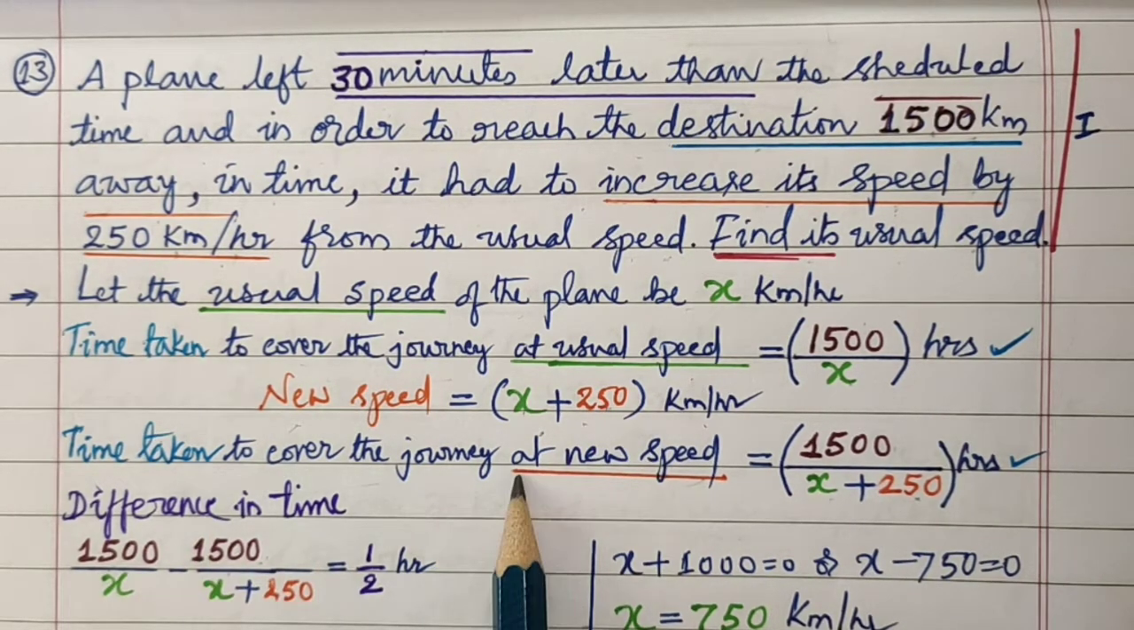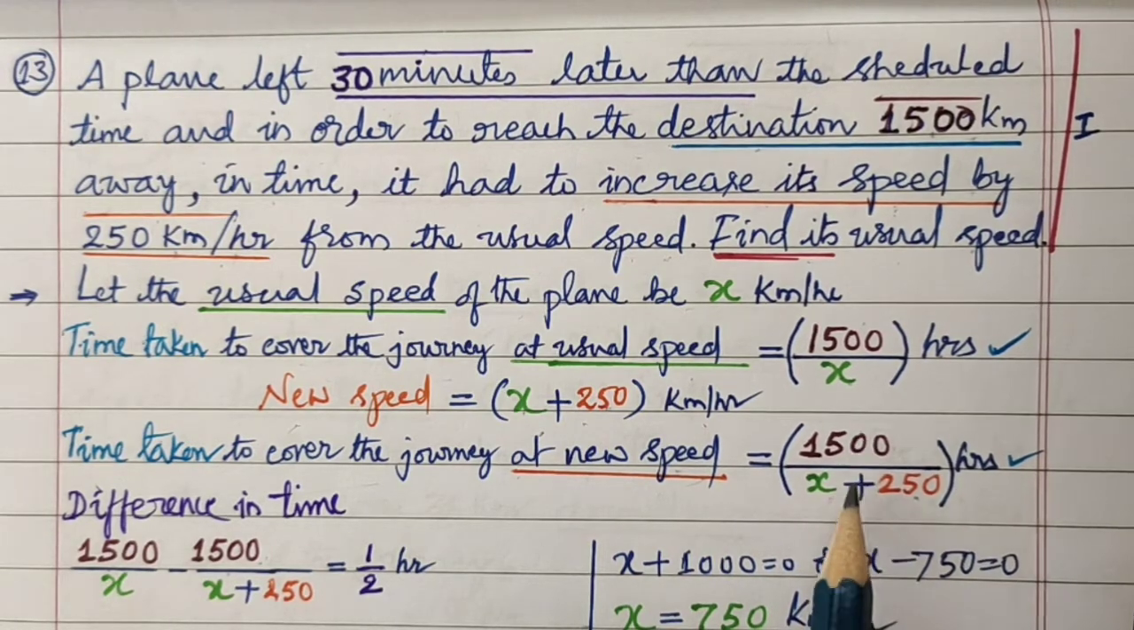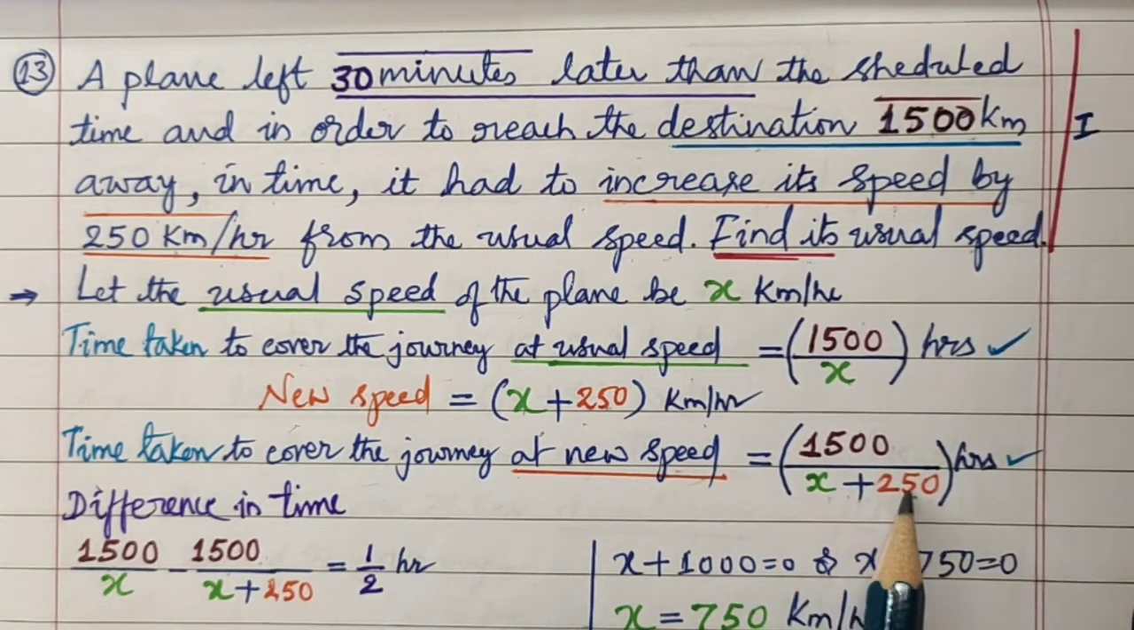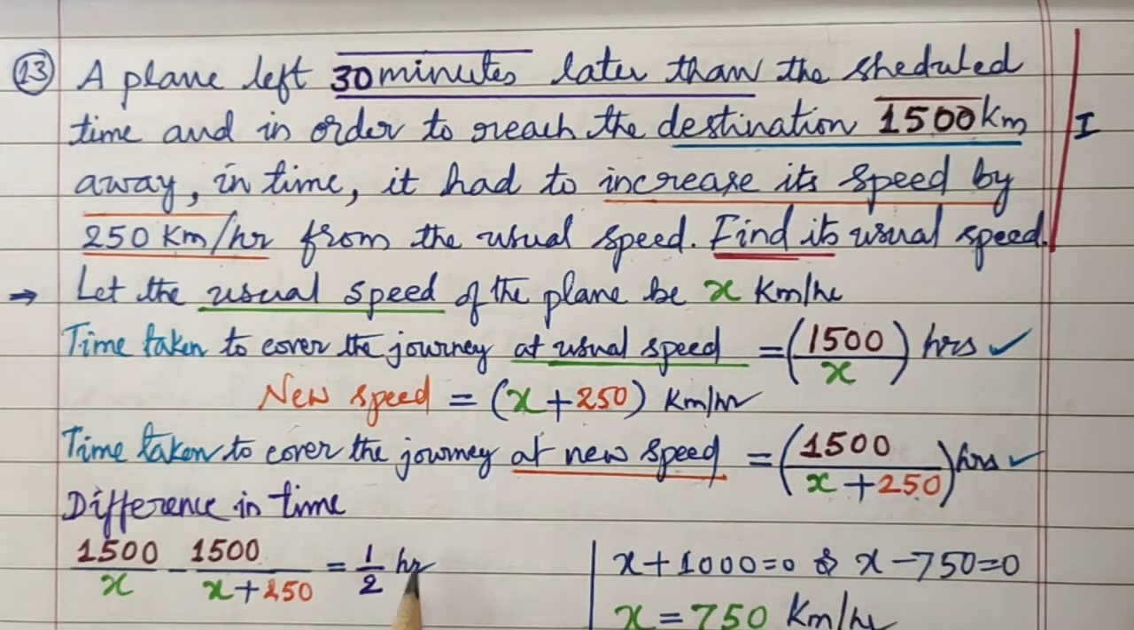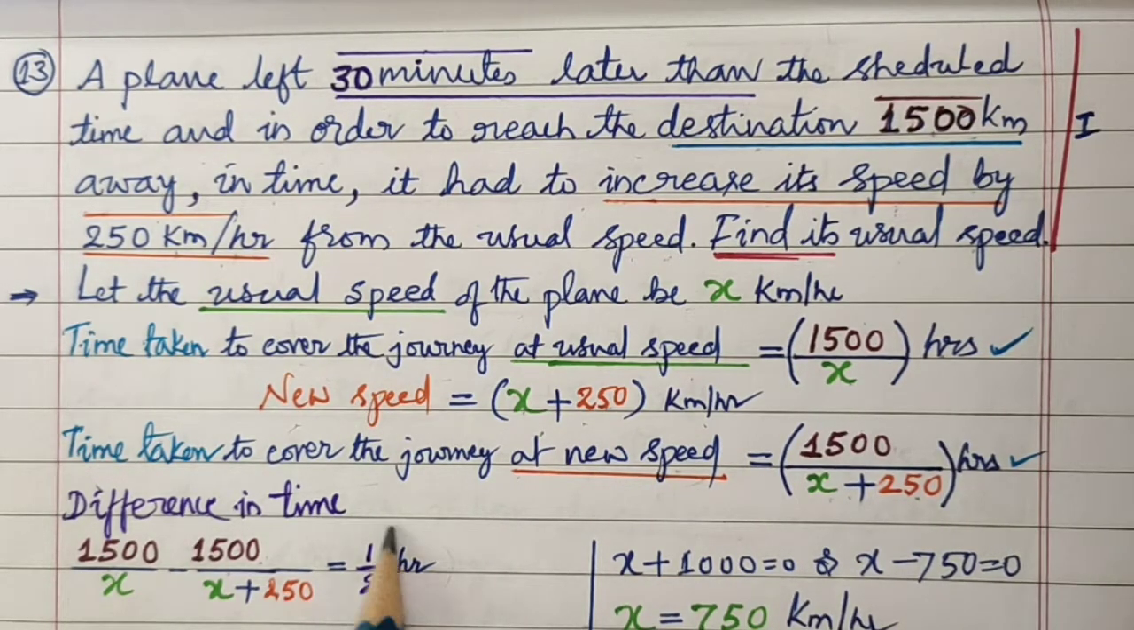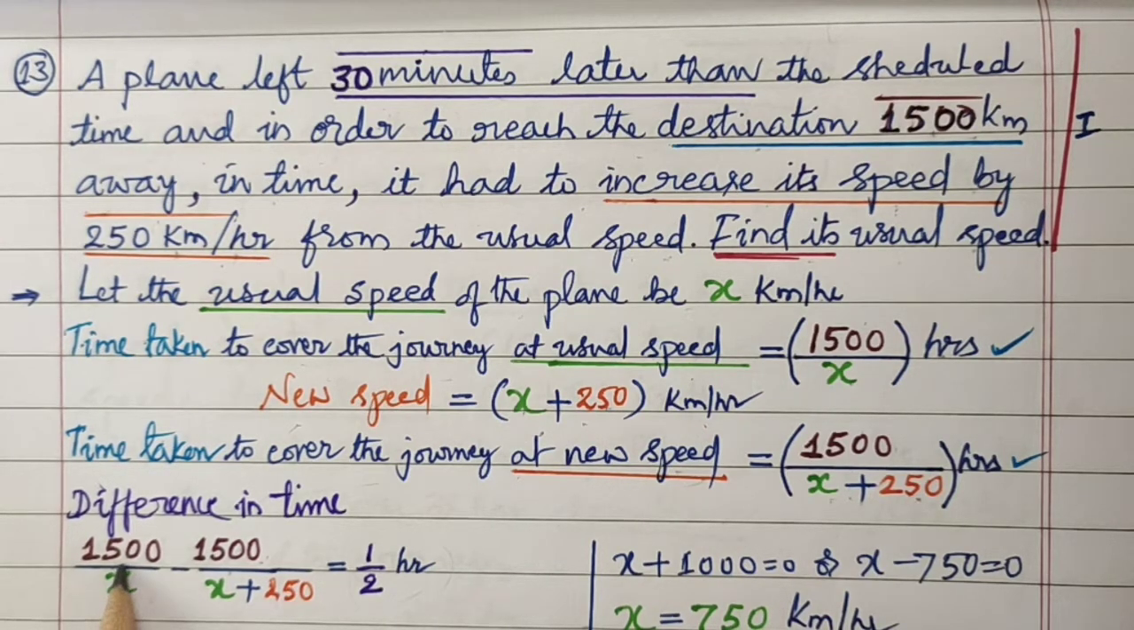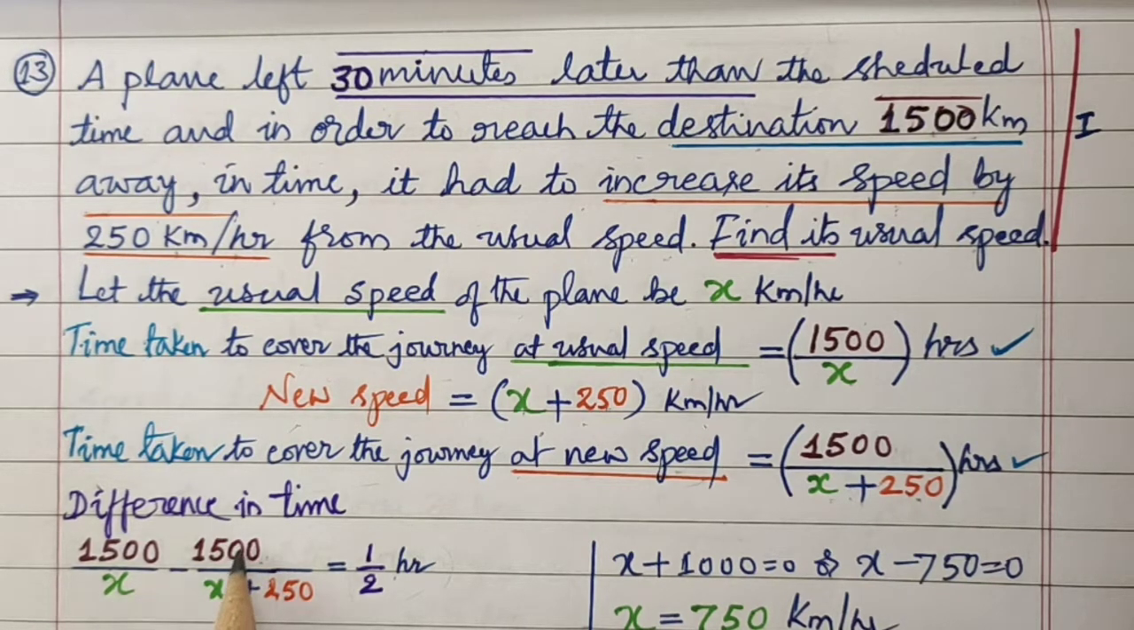The time taken to cover the journey at the new speed is equal to distance divided by the new speed, that is x plus 250. The difference between these two will give the half hour, because they left half an hour late. That is the difference. This is the time taken with the old speed. This is the time taken with the new speed, with the increased speed of 250 kilometers per hour extra. That's going to be half an hour. 1500 divided by x is the time taken with the old usual speed, and 1500 divided by x plus 250 is the time taken with the new speed. That is equal to half an hour.